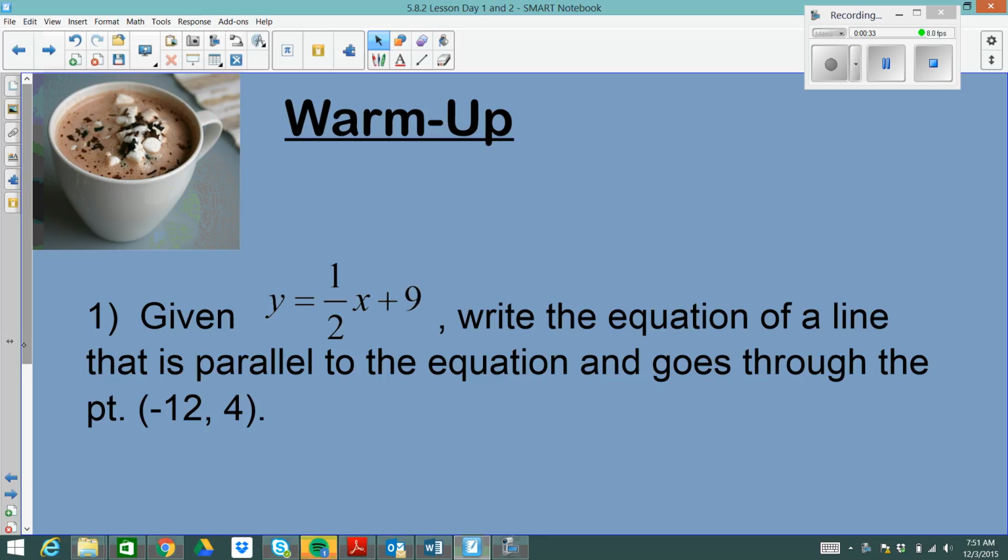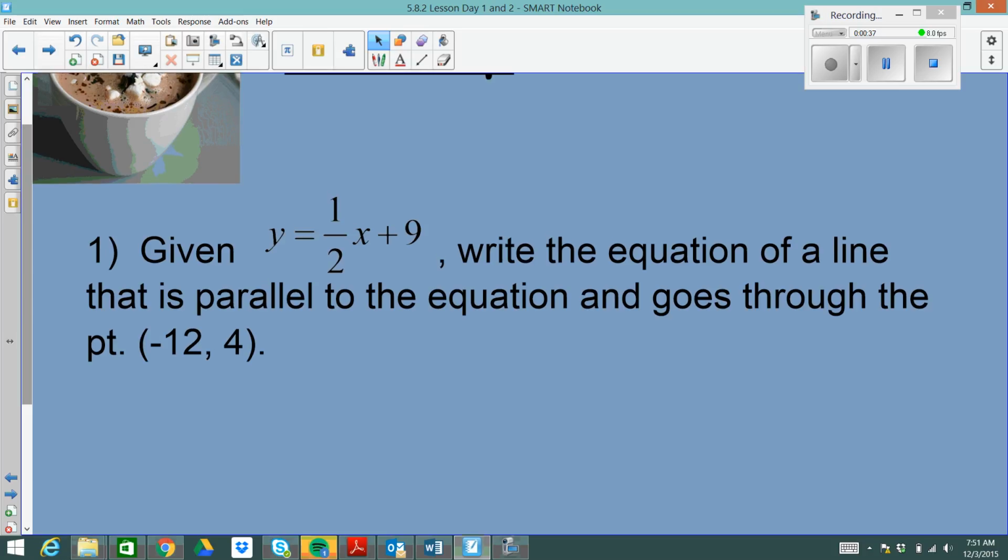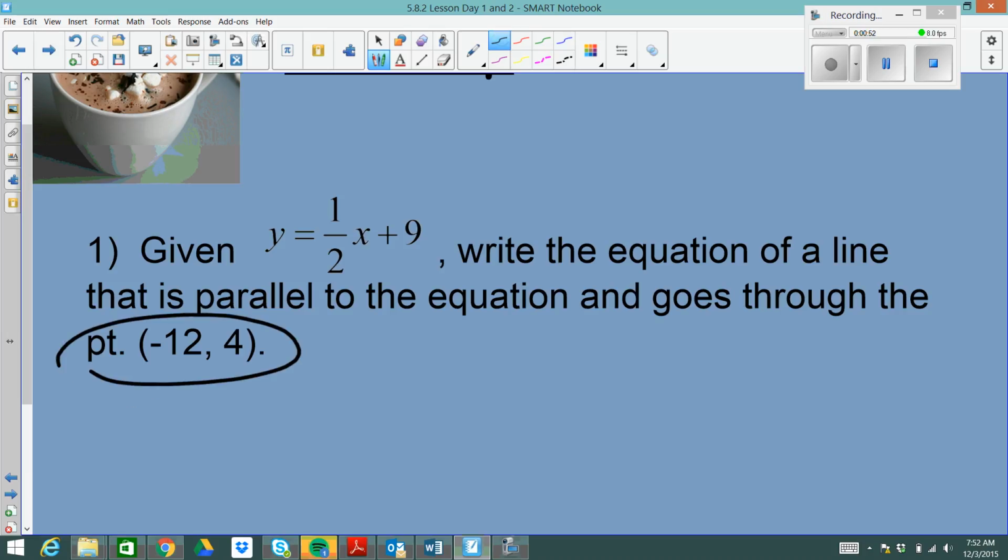Our warm-up today says given y equals 1/2 x plus 9, write the equation of a line that is parallel to the equation that goes through the point -12, 4. So in order to write an equation of a line, we need two things. We need a point and we need a slope. So our point is given to us right here, and since the lines are parallel, our slope will be the same. So we start in point slope form.